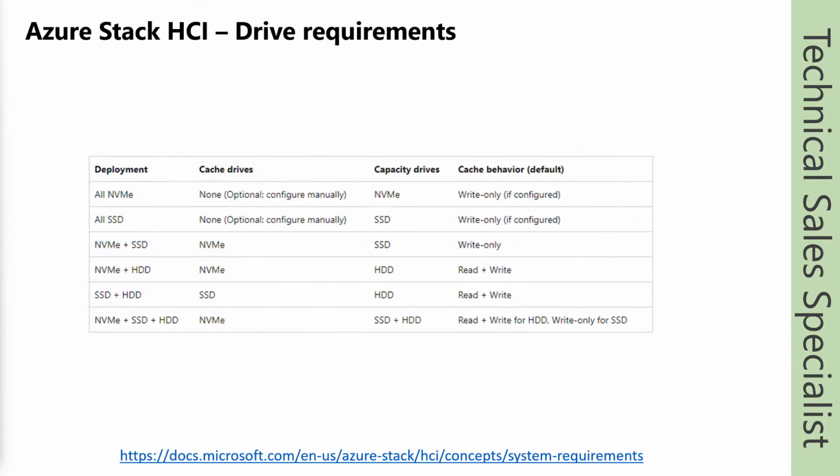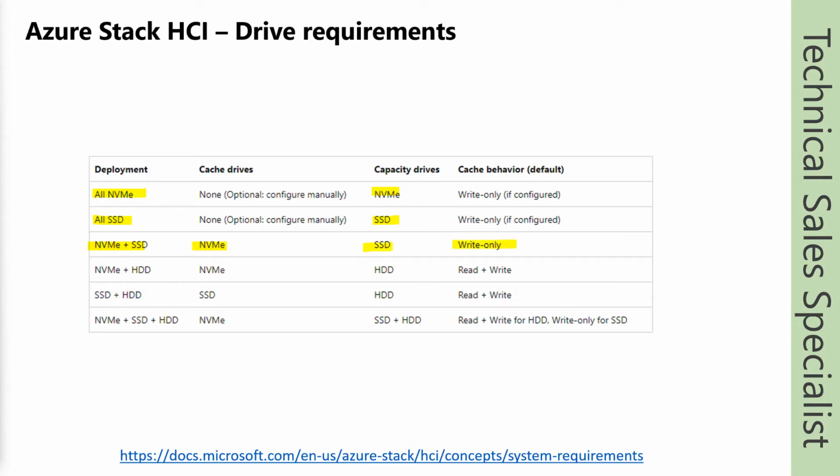The drive requirements we can see in this list here, where we can see the cache behavior in different configurations. All NVMe configurations: there we have capacity drives NVMe. We don't have a cache by default, but if we have different NVMe drive types, we could configure a manual cache. This is optionally possible. This is not the default behavior. If we have all SSDs, it's the same. When we have NVMe's and SSDs, the NVMe's are the cache drives, the SSDs are the capacity drives.